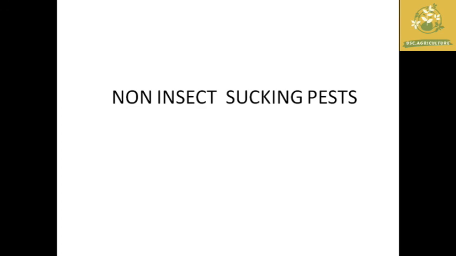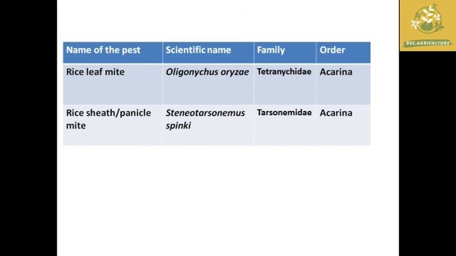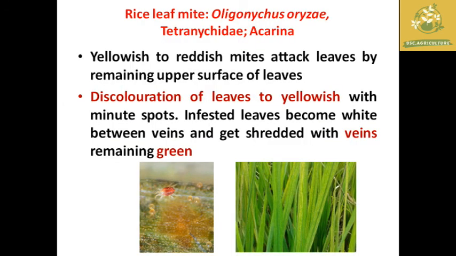And the non-sucking insect pests, I have given those too. And the rice leaf mite is said to be found as yellowish to reddish mites, which attack the upper surface of the leaves. We can see the discoloration of leaves from green to yellowish color. The infested leaves get shattered, only the veins remain green and the rest becomes yellow once the rice leaf mite attacks.